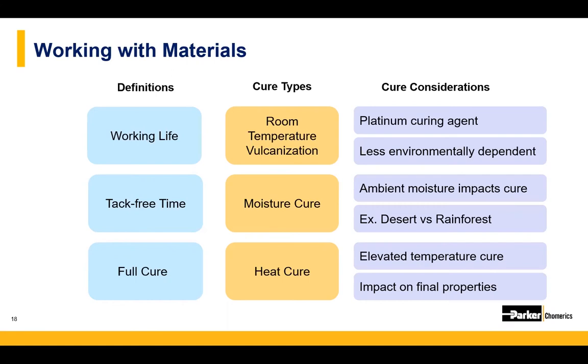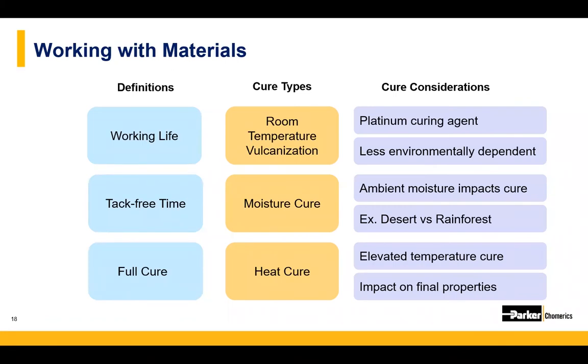The second mechanism is known as a moisture cure. This means that the material will cure as a result of the ambient humidity and moisture surrounding the material. Some things to consider are that the cure times can be impacted pretty significantly by the environment. So for example, a moisture cure system will cure much faster in the middle of the Amazon rainforest than it will in Phoenix, Arizona. The other type of cure is a heat cure system.